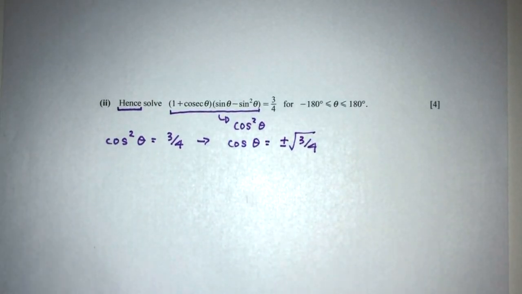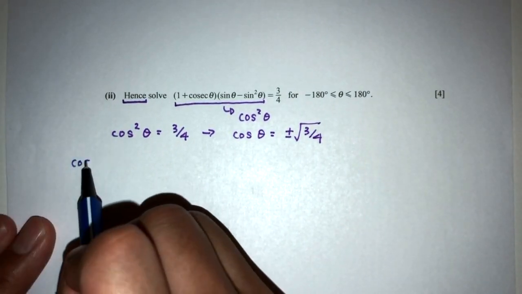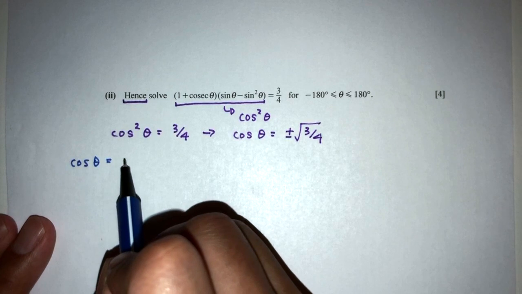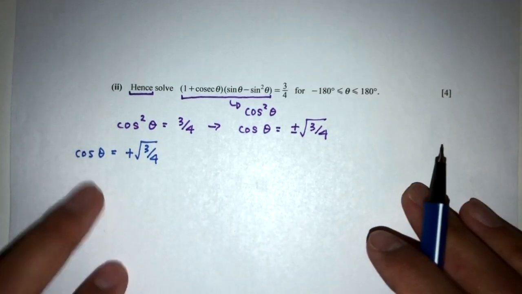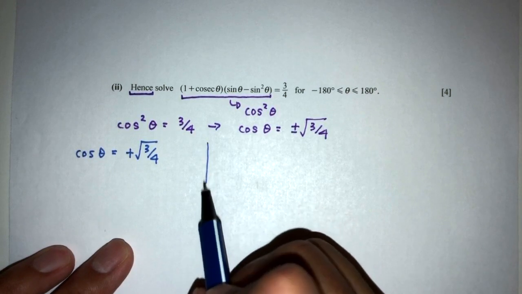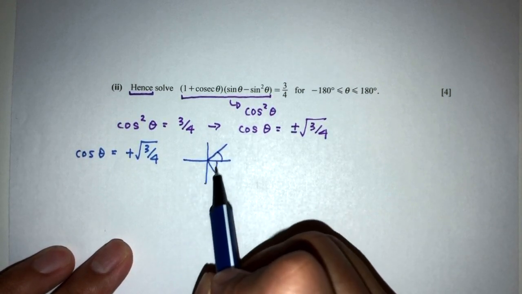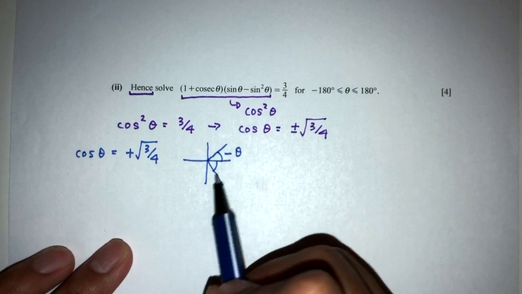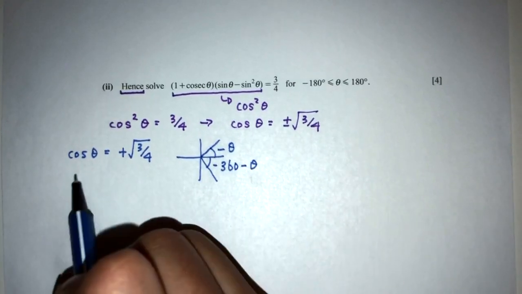Okay, so let's try to solve one by one. So first one we have cos theta can be plus root 3 over 4. And since the value is positive, it will be in the first quadrant and in the fourth quadrant. This will be just the angle directly, and that will be 360 minus theta. Right, so let's find out what is the value.